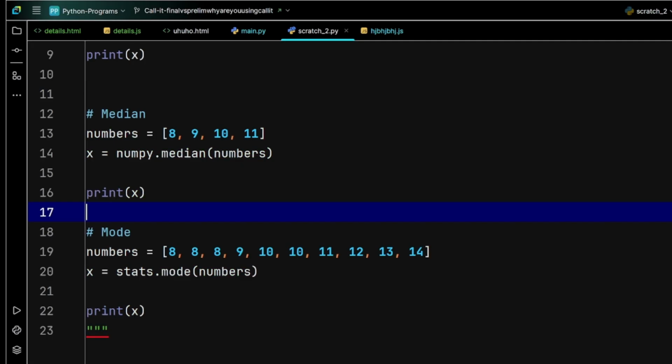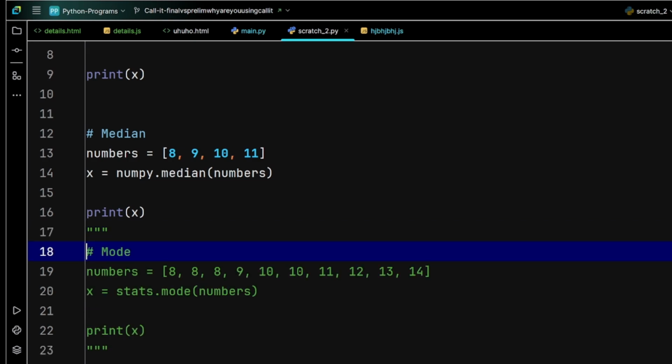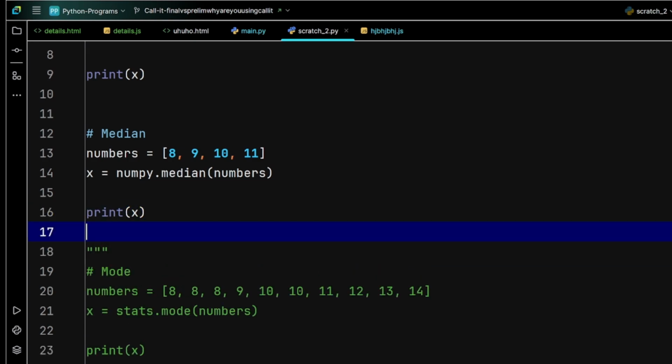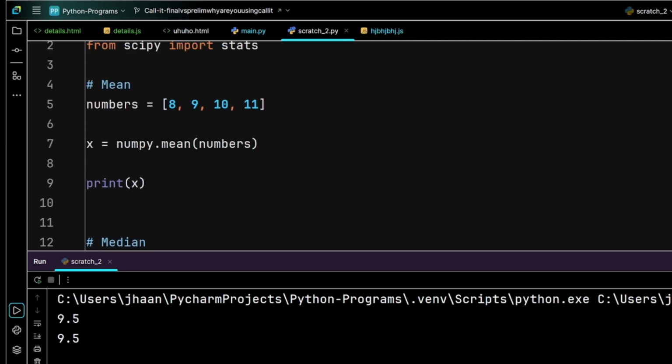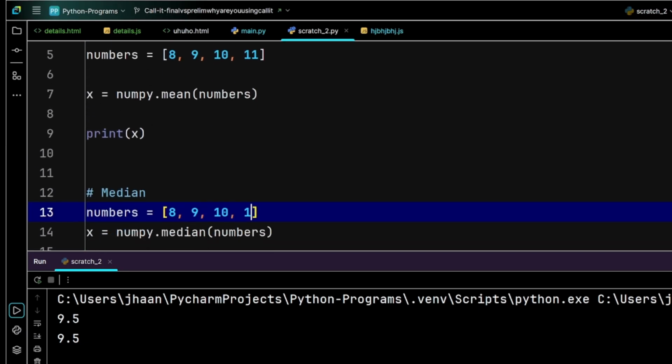Now if you look at median, here I've taken 8, 9, 10, 11, and median is the number in between. I purposely took an even number of numbers so you can tell how to calculate it. You take the numbers in between, so 9 and 10, and then you take the average of those two numbers. So the median becomes 9.5. And if I take away the 11, then the median is basically 9.